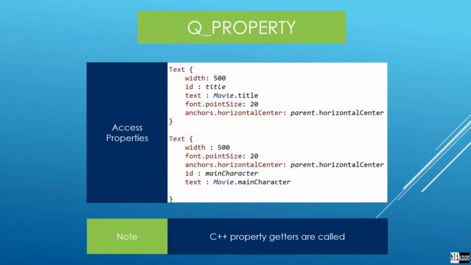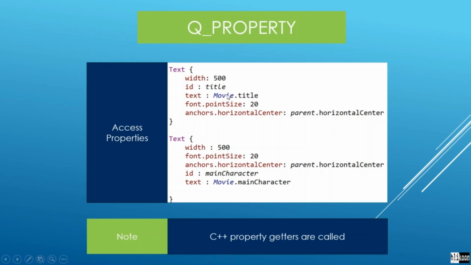How do things look on the QML side? On QML, things look pretty normal. There is no sign that you are really dealing with the C++ method. All you have to do is read the property. You see here we are reading the title, and down here we are reading the main character. This is how you access the properties.